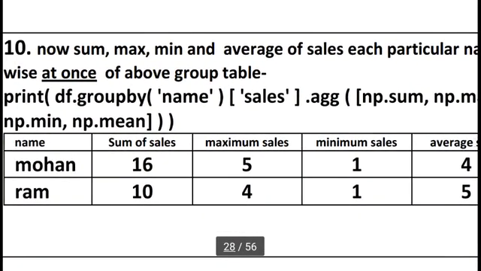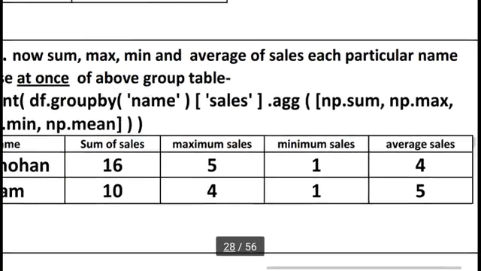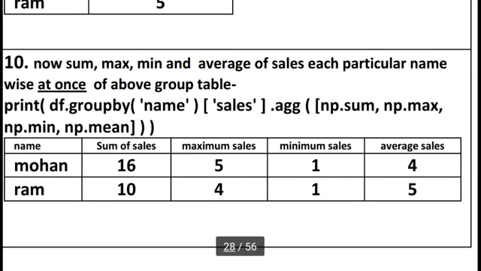You can see Mohan's total sales 16, maximum sales of Mohan is 5, minimum is 1, average is 4. So this data a company can see, and for every salesman we can determine the performance of the salesman, and we can take the decision. Okay, so this is an important analysis, and this work is easily performed using the groupby function, and the same output we can achieve by using pivot_table also. So there are different functions Python provides, and we can analyze.